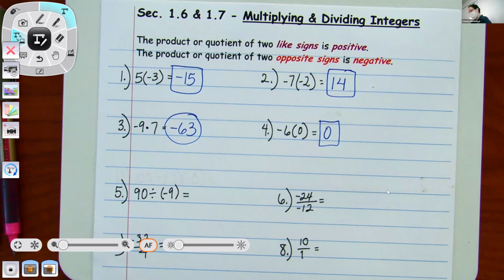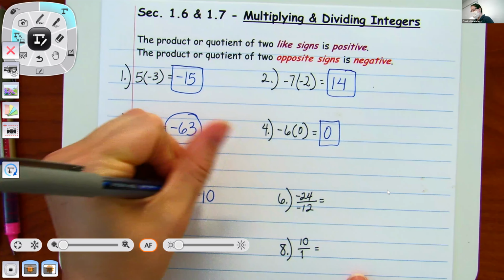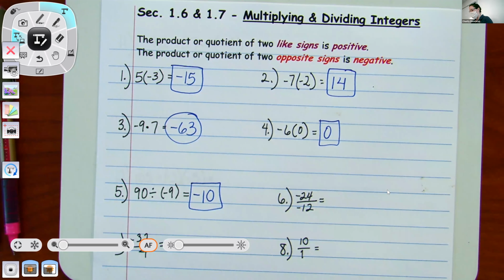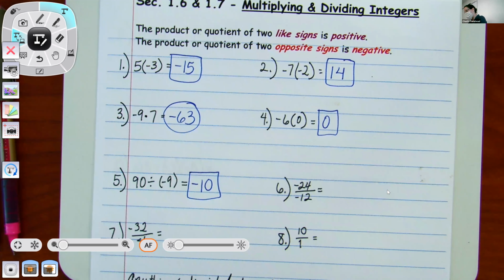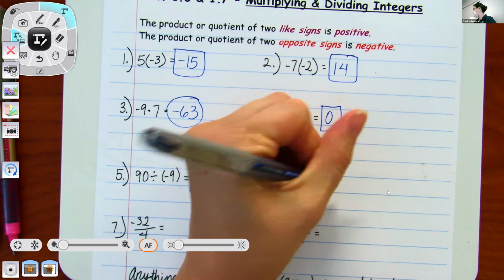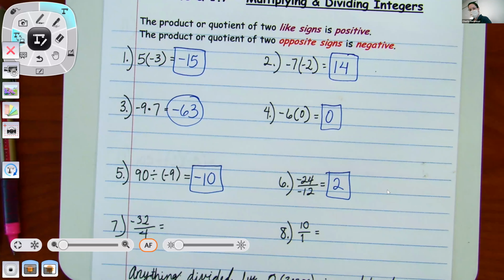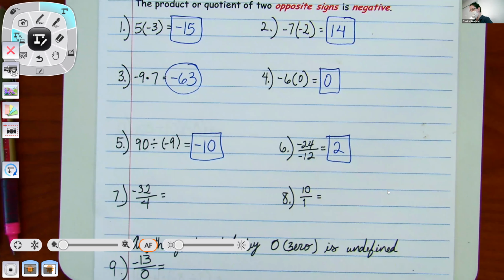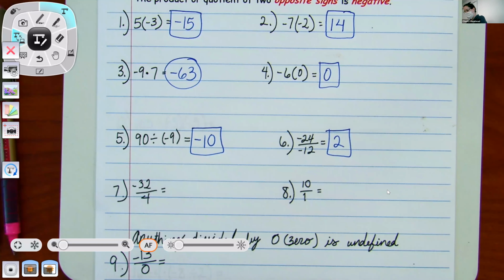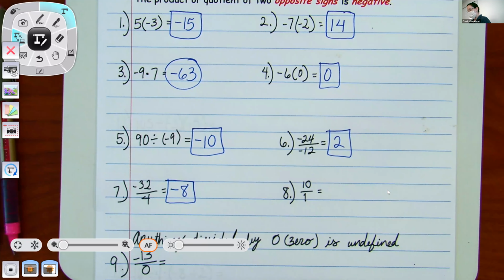90 divided by negative 9 equals negative 10. Number 6 says negative 24 over negative 12. So that's the same thing as saying negative 24 divided by negative 12. So that's going to equal a positive 2. All right, negative 32 over 4. So in other words, negative 32 divided by 4 equals negative 8. And then 10 over 1, or in other words, 10 divided by 1 equals 10.